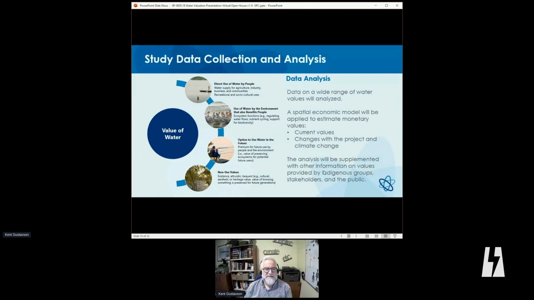I want to spend a few minutes on this slide to provide you a little bit more detail on how we're approaching this. There's different types of water values as I've described earlier. There's different ways to categorize these and put these in a framework. This is one way of doing that. So the figure on the left of the slide. There's direct uses of water by people. Those are things like irrigation, agriculture, watering livestock, use by industries such as the mining industry, water use by businesses, by communities, could be recreation, social, cultural uses of water. So people actually using water. There's certainly values attached with that. There's use of water by the environment that also benefit people. This can broadly be referred to as ecosystem functions, things like regulating water flows, nutrient cycling, and overall support for biodiversity are some examples of that.